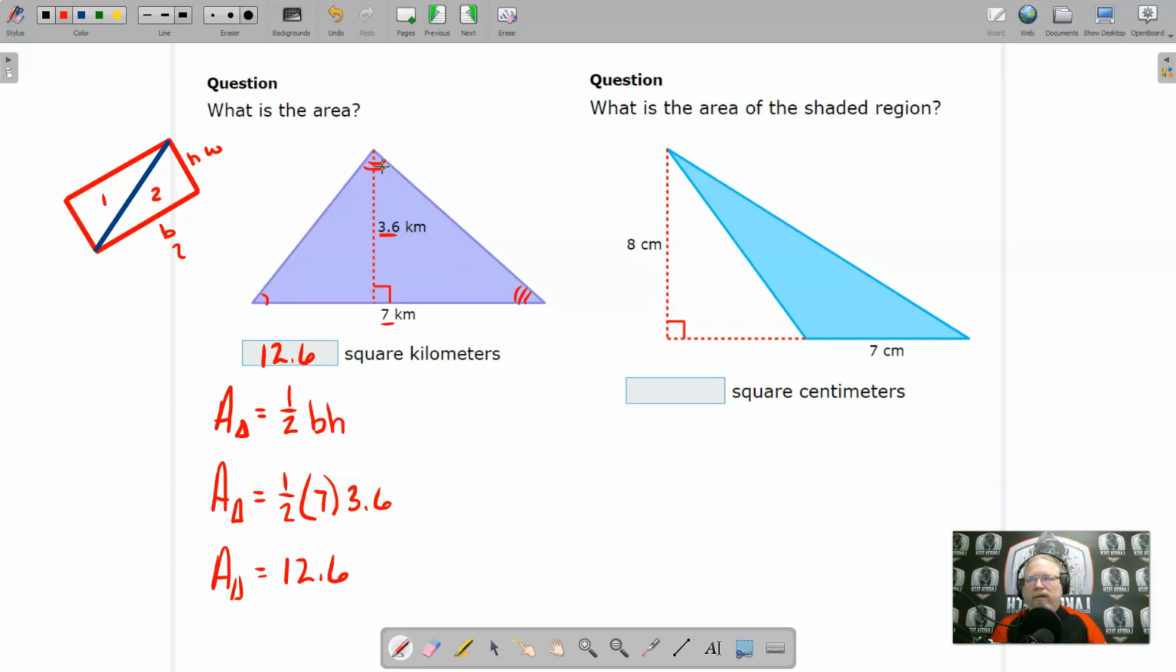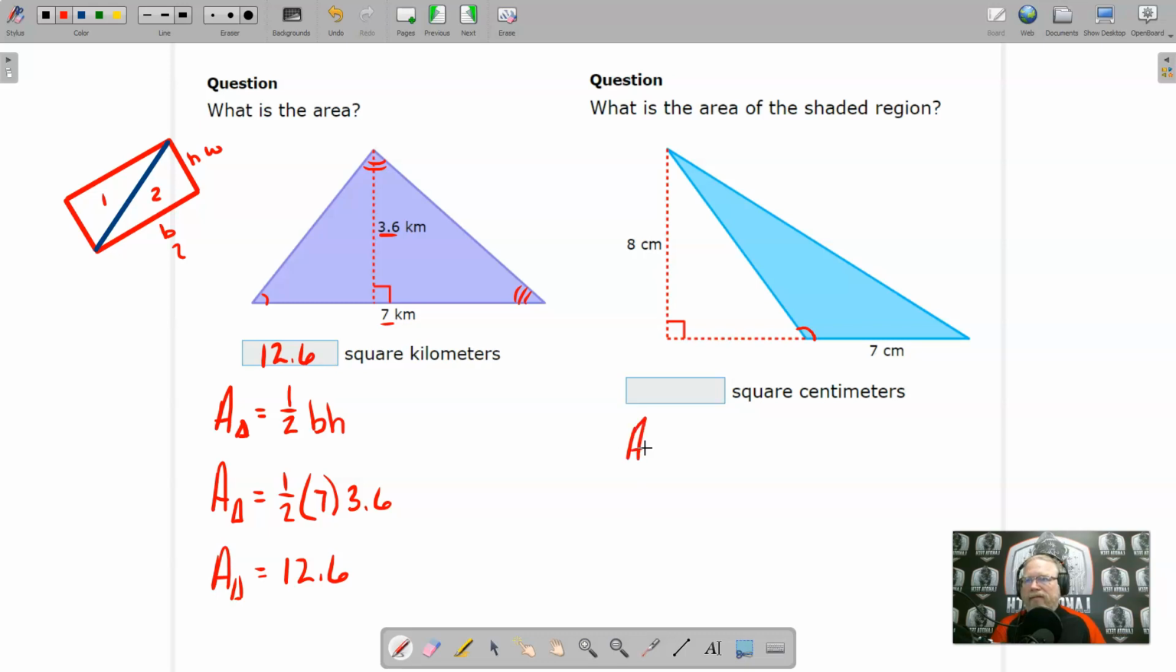And with all acute triangles, the height of the triangle ends up being inside the triangle. Now, an obtuse triangle is a triangle that has one angle that is greater than 90 degrees. And you can see that angle's right here. This angle is greater than 90. And anytime with an obtuse triangle, the elevation, that is to say the height of the triangle, ends up being on the outside of the triangle.